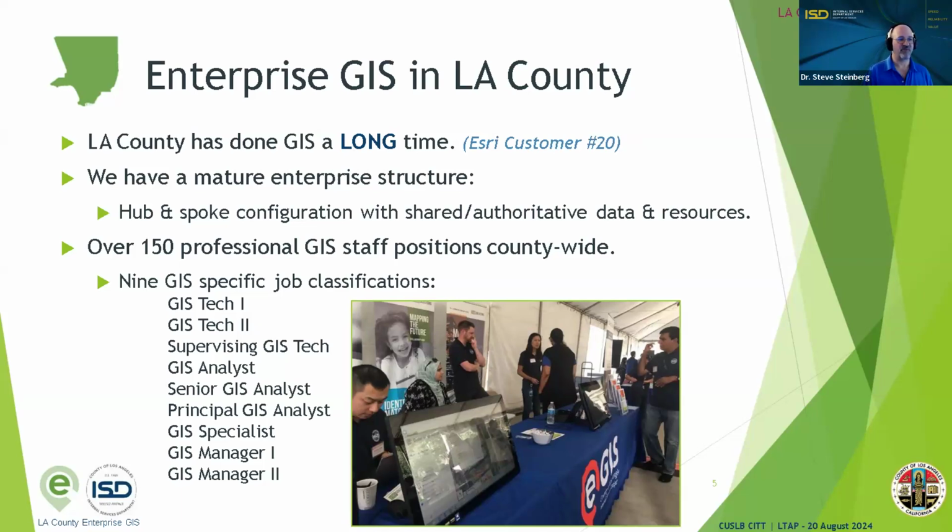As I said, we have a hub and spoke configuration with our enterprise GIS team managing all the authoritative data and infrastructure. But we have GIS staff across 14 different departments in the county. So that's the spokes of the wheel that go out to specialists in certain departments where they do a lot of GIS, particularly public works, with a lot of our infrastructure, and a large GIS team in our assessor's office and many other departments. So that lets us sort of optimize.